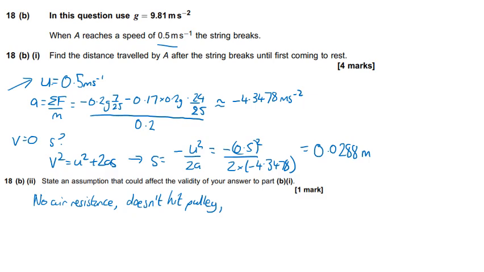What else could we assume? We have assumed that the string doesn't go underneath the block. Obviously, if the string snaps, you can imagine a real situation where the string could just lie on the plane and get in the way of the block moving up the slope. So there are a few things that we assume there. Just one of those would do.